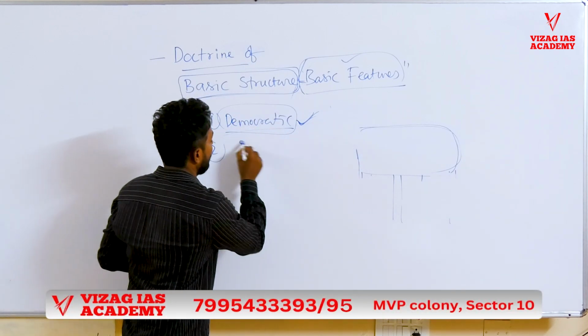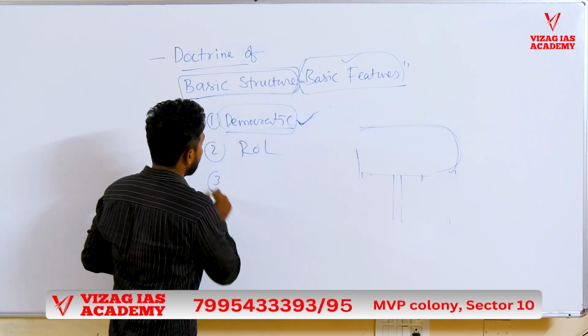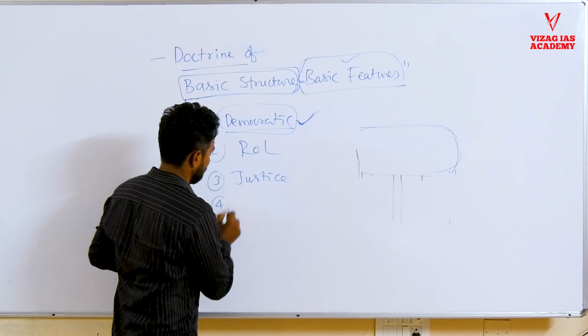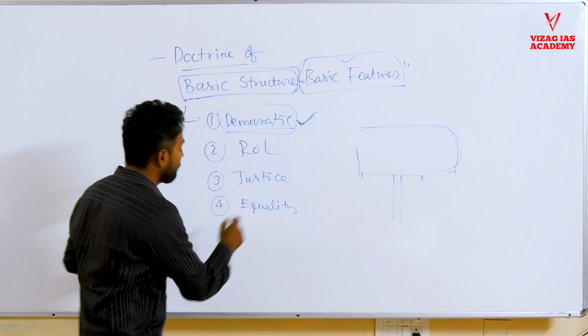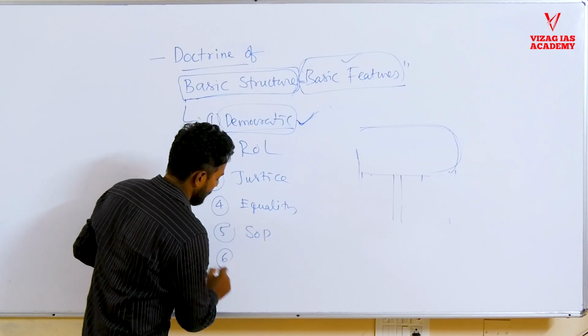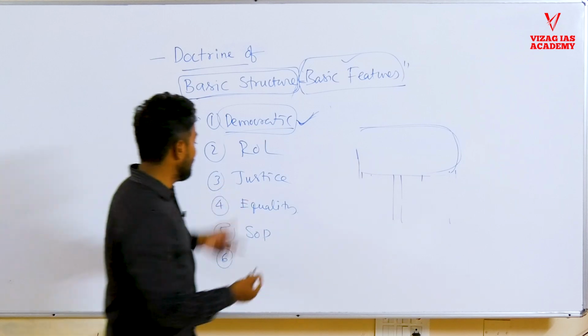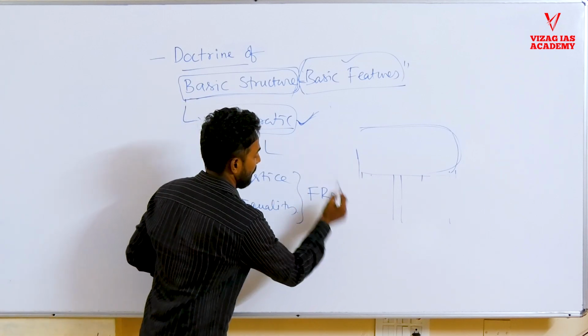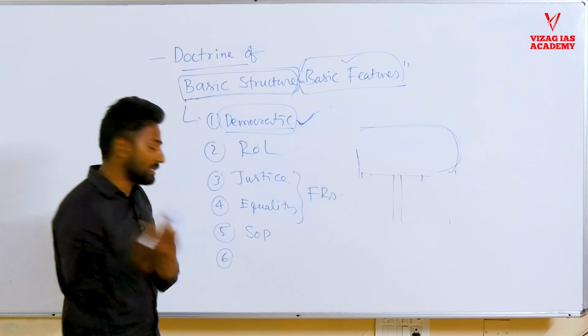Similarly, rule of law. Similarly, the concept of justice, equality. Similarly, separation of powers. We have seen separation of powers. Then we have fundamental rights; equality and justice are all part of fundamental rights. Similarly, we have the federal structure.